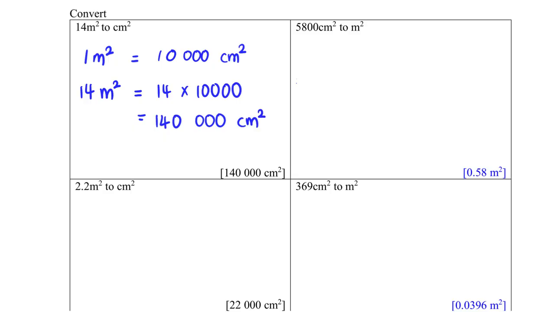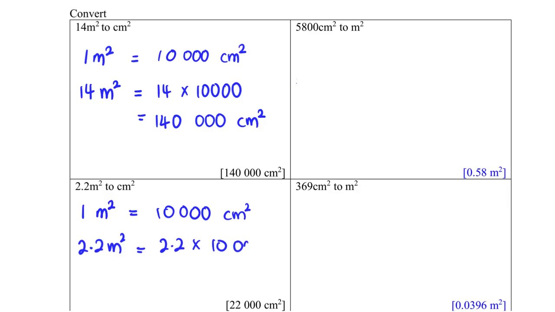Same goes for the 2.2. So I always start off with this. So that's easier for me to decide that if I have 2.2 meter square, then all I have to do is to multiply by 10,000 to give me 22,000 cm square.